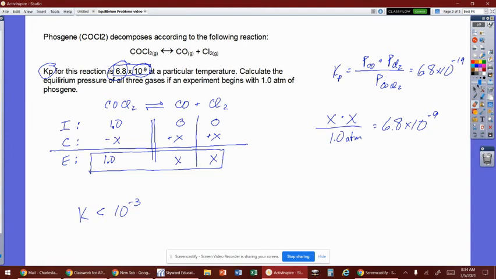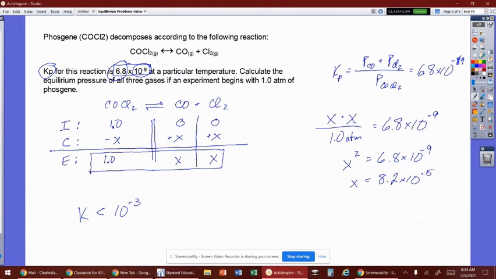No, apparently it doesn't let me erase. So I'll just go like this. Negative 9. All right, I multiply by 1 on both sides. And that doesn't change anything. So now I have x squared equals that K value. I, of course, am going to take the square root of that in order to figure out the answer. And I realize that x is equal to 8.2 times 10 to the negative fifth.